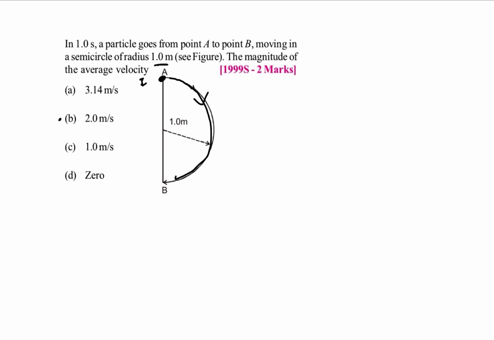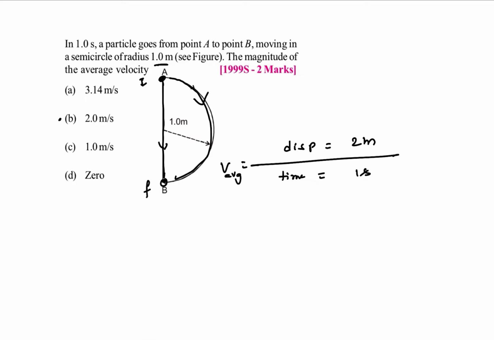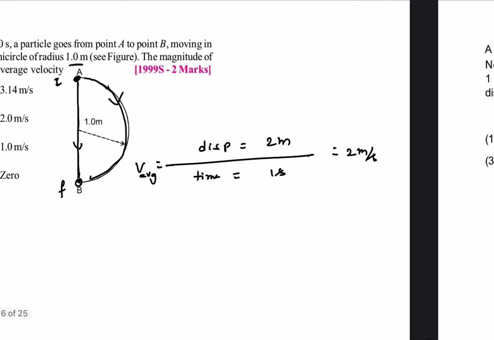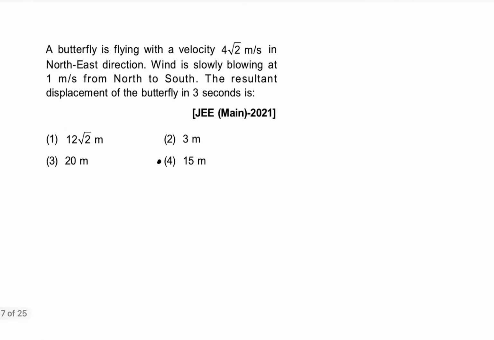Now the particle is moving from A to B, so we can see the displacement. This is the initial position, B is the final position. The displacement is 2 meters. Time is given, that time is equal to how much? 1 second. If you divide this, we get the average velocity value, which is 2 meter per second. We can tick option B.